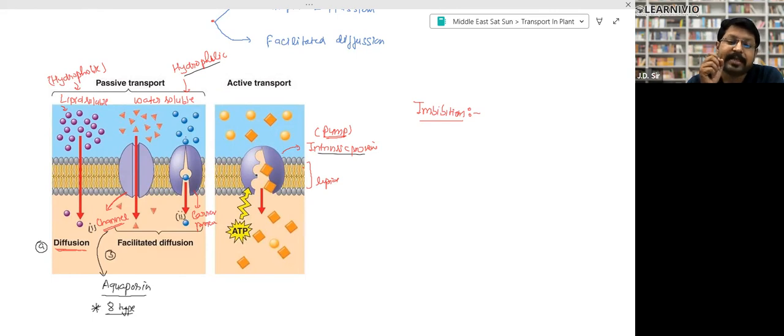Full stop. At the expense of ATP, they change their shape and allow the movement against concentration gradient.